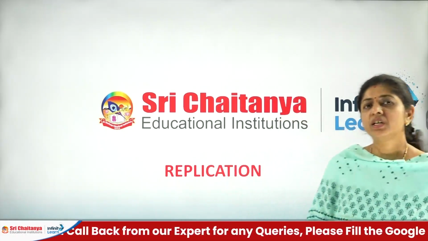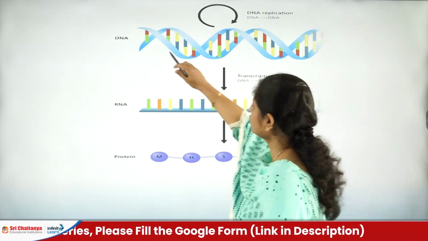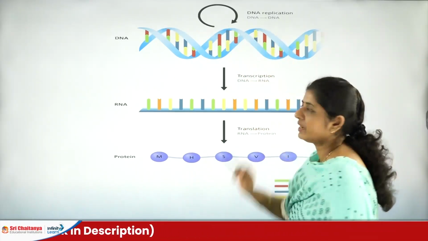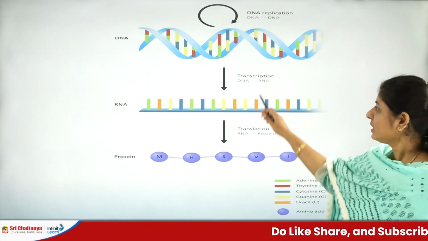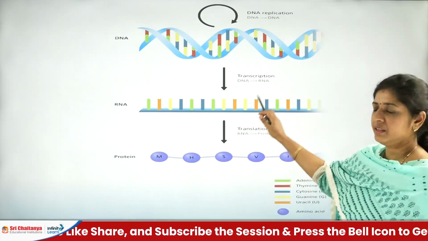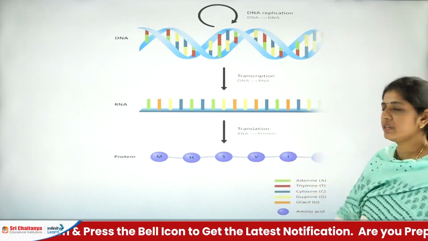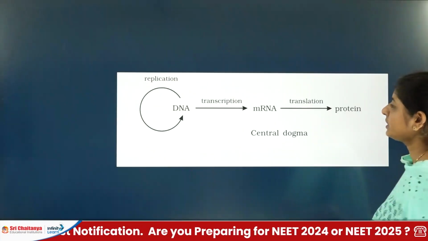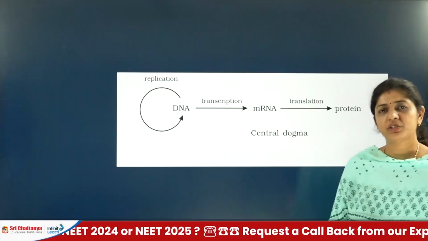Let's see what replication is. Replication is the formation of DNA from the DNA. DNA forming DNA, that you call replication. Now, what are the other things given over there? DNA forming RNA, that you call transcription. RNA forming protein, that you call translation. This is given in your book in this way under the central dogma in molecular biology.